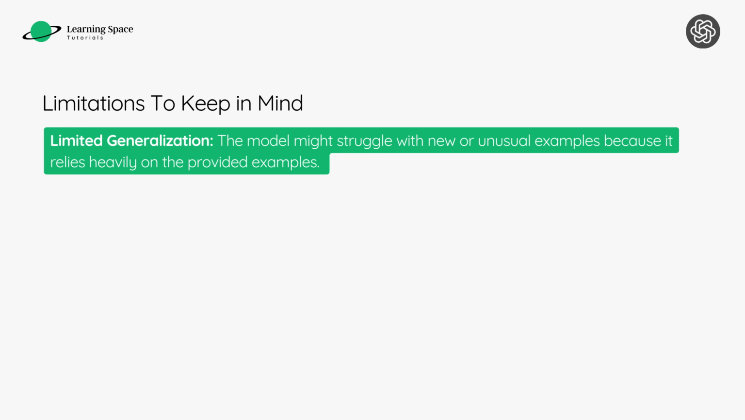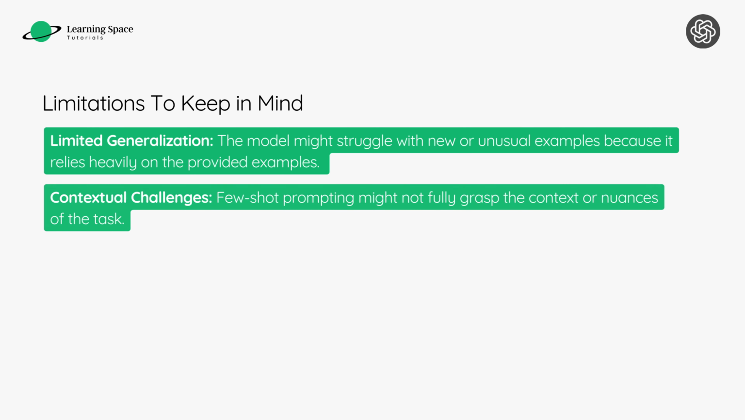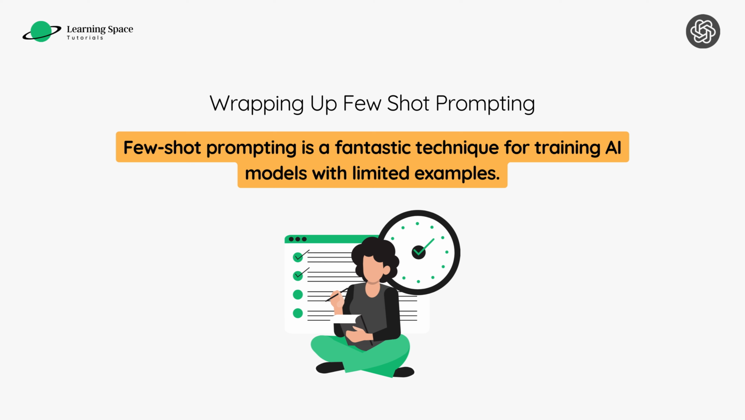With limited examples, the model might not explore a wide range of possibilities, leading to less variety and creativity in responses. Few shot prompting might not fully grasp the context or nuances of the task, resulting in less accurate or appropriate responses. Now, few shot prompting is a fantastic technique for training AI models with limited examples. It's perfect for quick adaptations and tasks with limited data. However, we have to be mindful of its limitations and ensure it's suitable for our specific task.